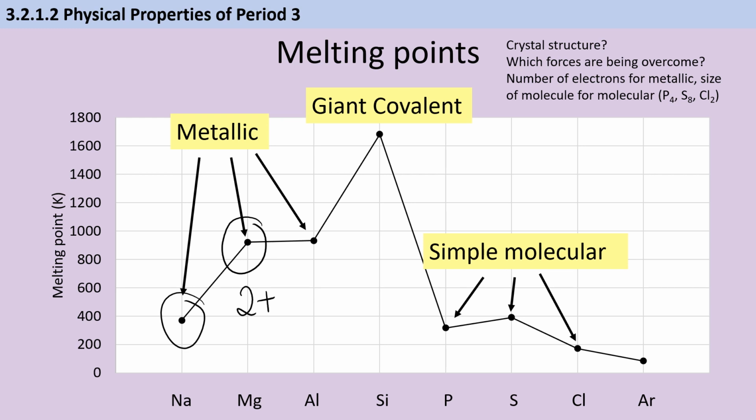Likewise, if we look at our simple molecular substances, we know that phosphorus makes a P4 molecule, sulfur makes an S8 molecule, and chlorine makes a Cl2 molecule. And this is reflected in their melting points as well, because those molecules have more or fewer electrons and therefore stronger or weaker van der Waals forces.